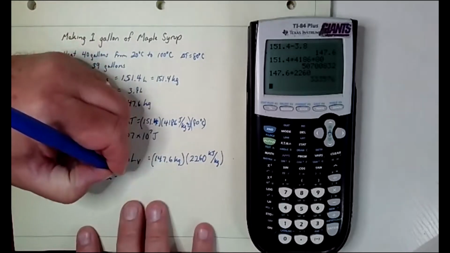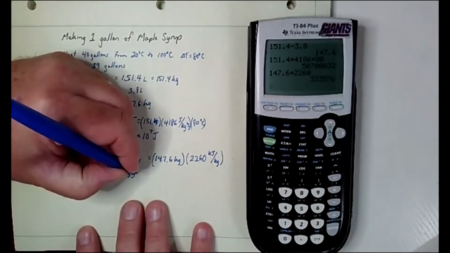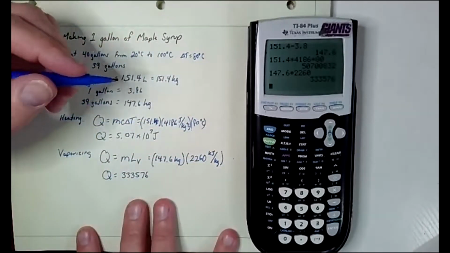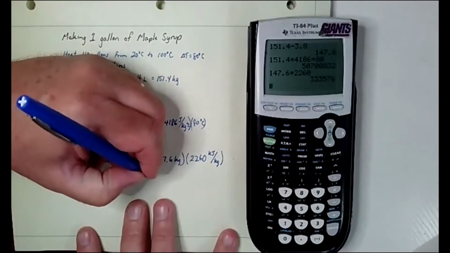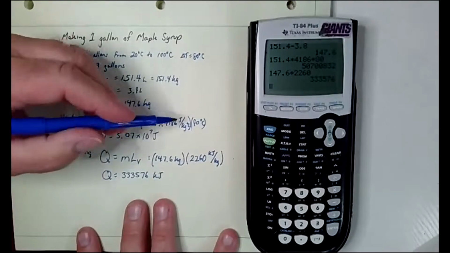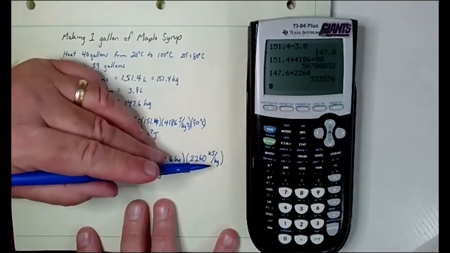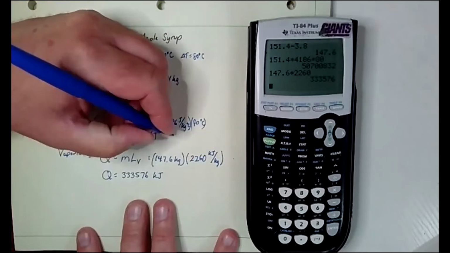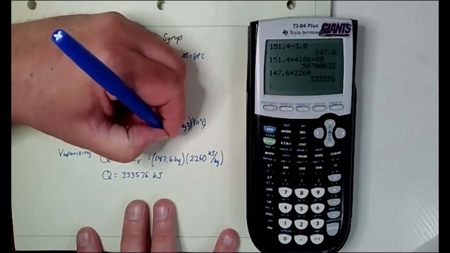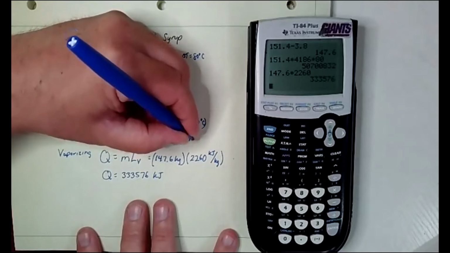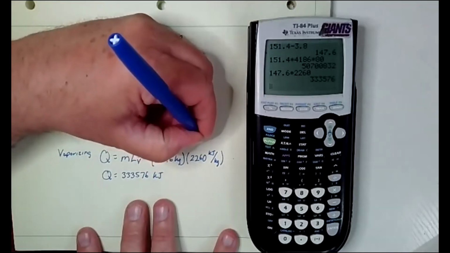Okay, so yes, of course, a big number, 333,576. Well, if you've ever been to a sugar shack, you'll know that they go through a lot of wood. But again, notice the mismatch here because this was reported in joules per kilogram and this is kilojoules per kilogram. So we want to watch out for that. But if I knock off 3 decimal points, I can write this now as 5.07 times 10 to the 4th kilojoules.